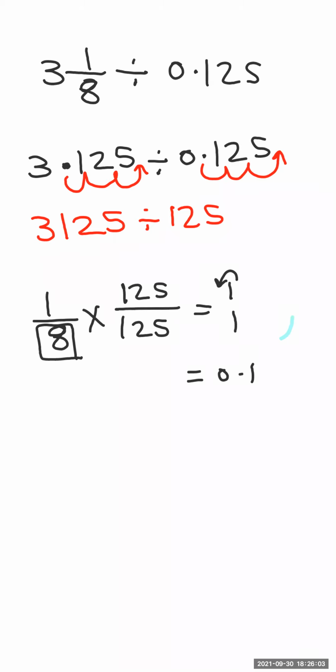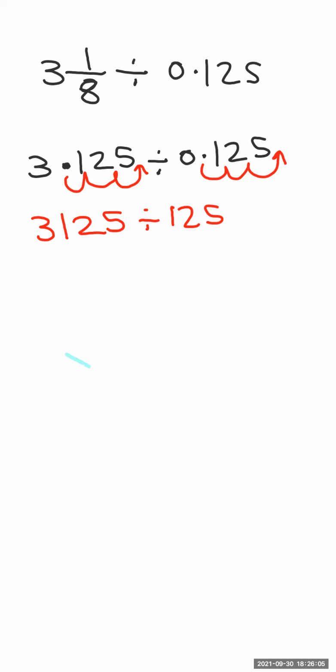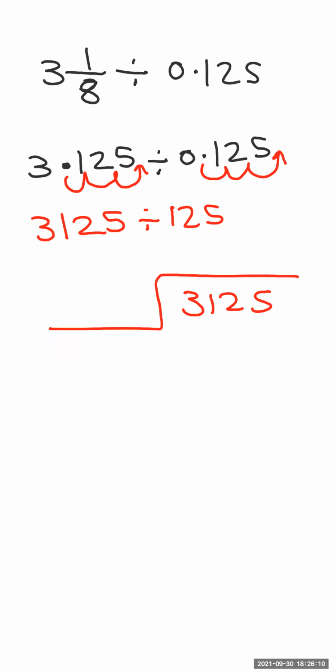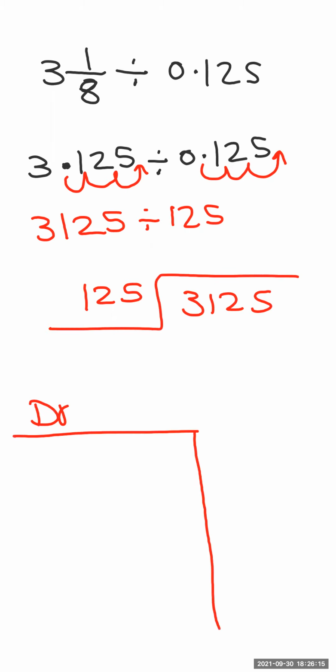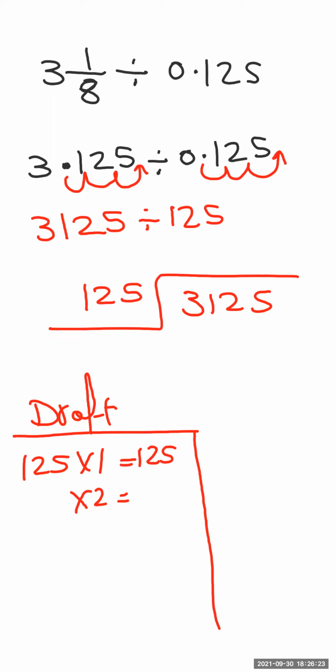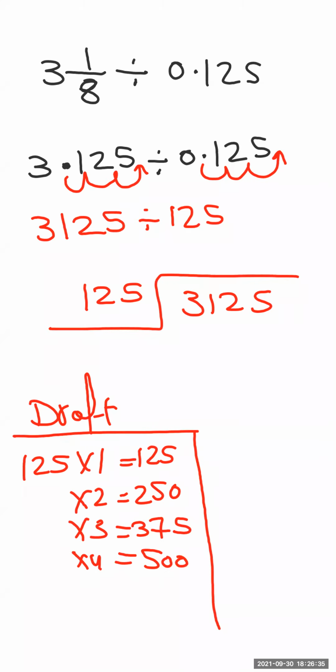I'm going to clear this one so that we can continue. So 3,125 divided by 125, draft. 125 times 1, 125 times 2, 250, times 3, 375, times 4, 500. Enough for now. And then get back to the question.